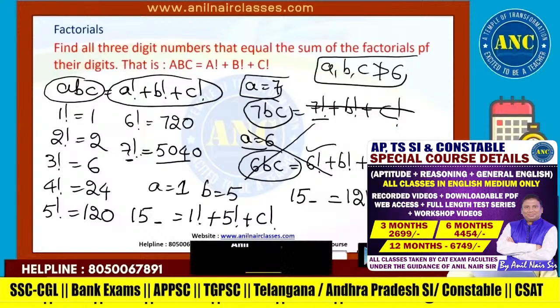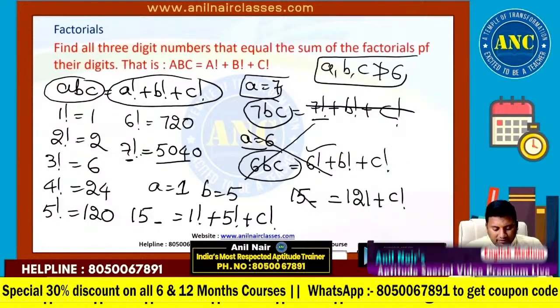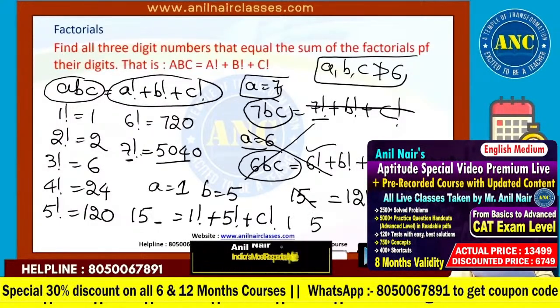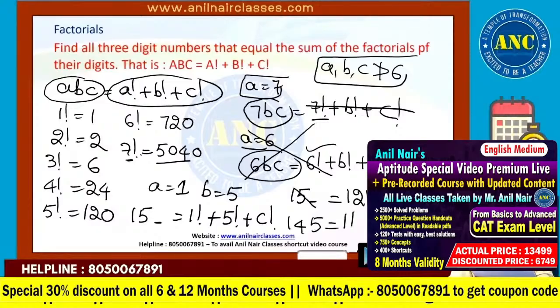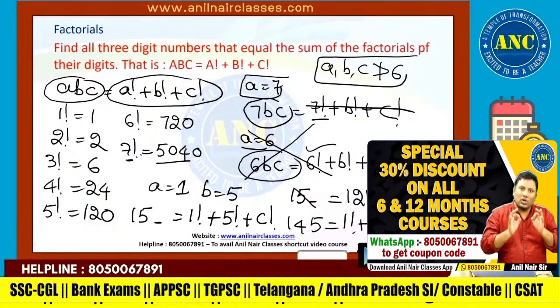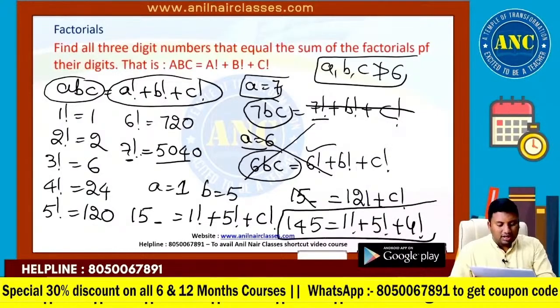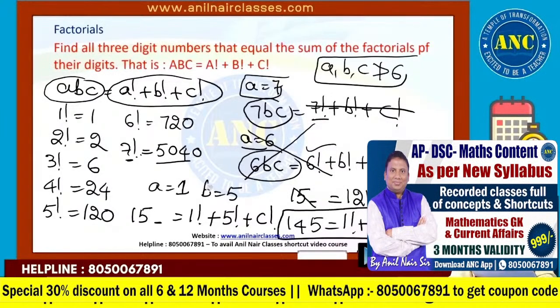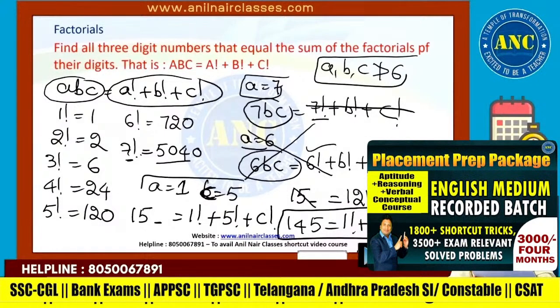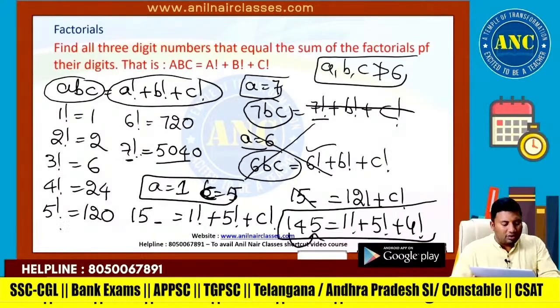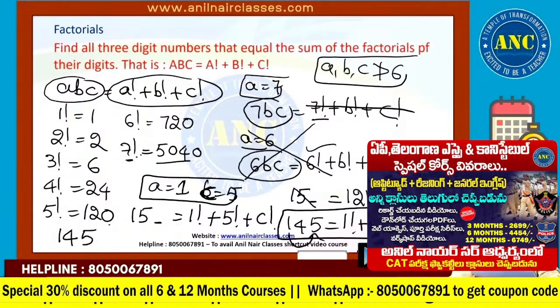So I think 145. If I alter the digits, this is nothing but 1 factorial plus 5 factorial plus 4 factorial. You can change the digits. So instead of b value 5, this is nothing but c value 5. A1C5. So the value that we got is 155.